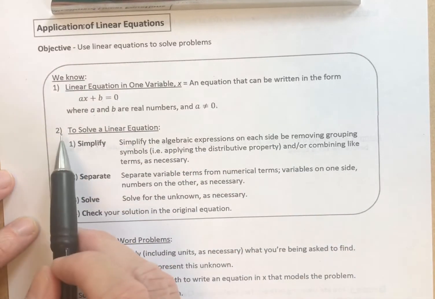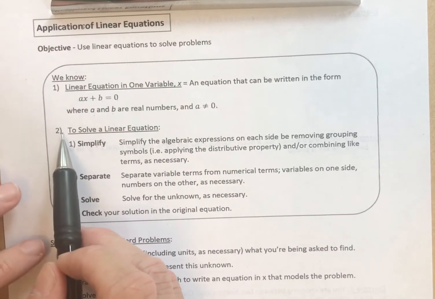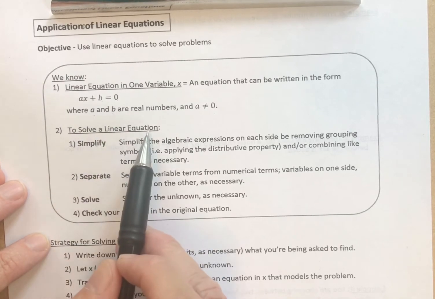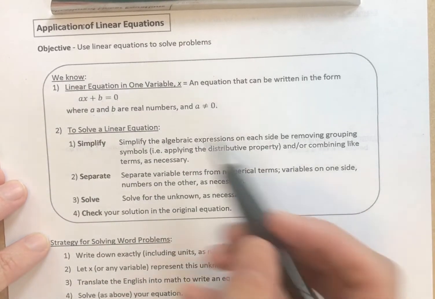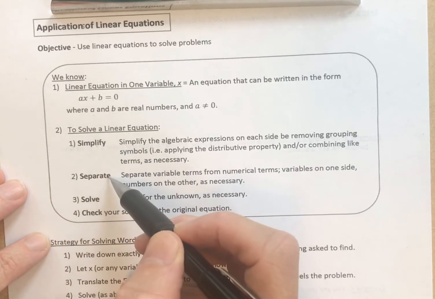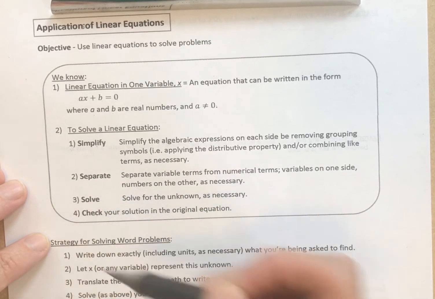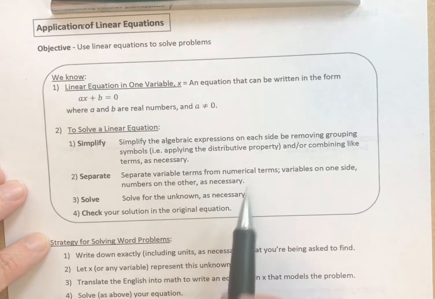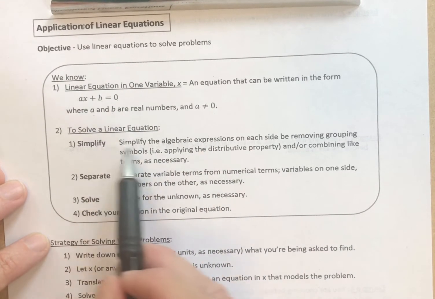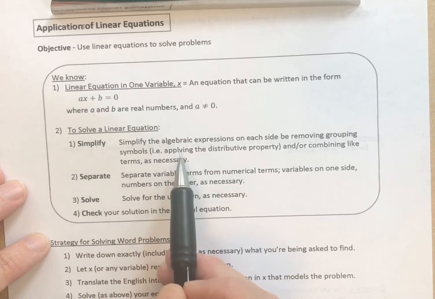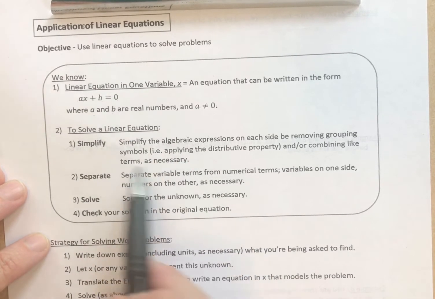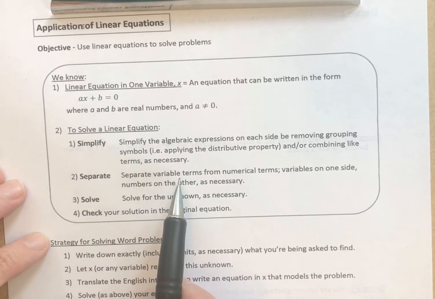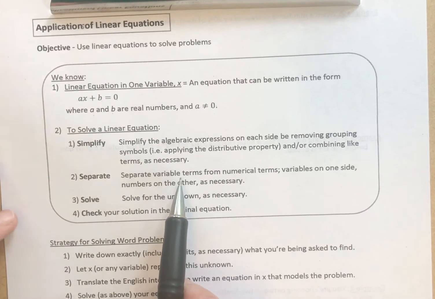Okay? And the second thing we know, we learned in a previous video lecture, is the steps for solving a linear equation. And there were four. We simplify, then we separate, then we solve, and then we check. And of course, each of these is as necessary. The equation may already be simplified, in which case you would skip this step. Once you simplify, it may already be separated, in which case you skip this step, and so on and so on.